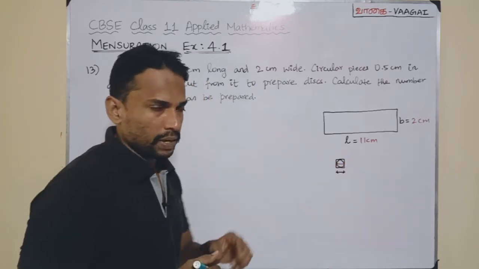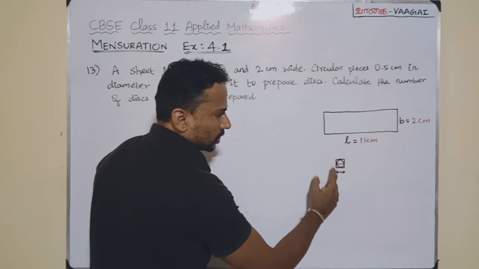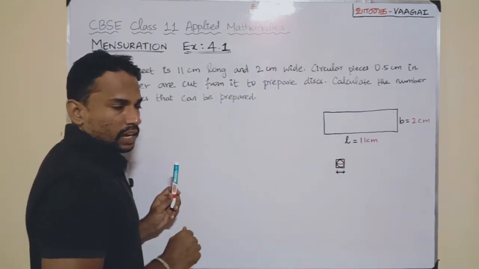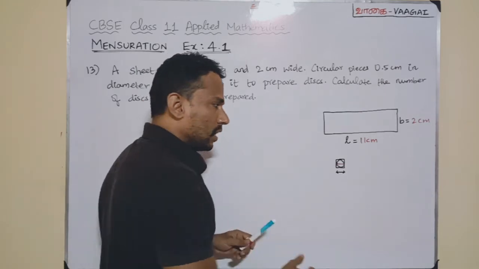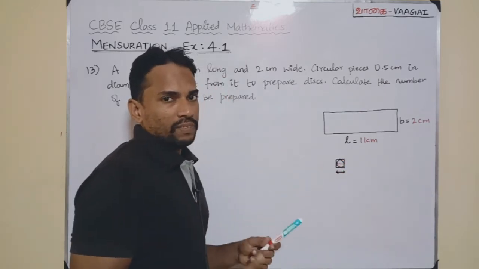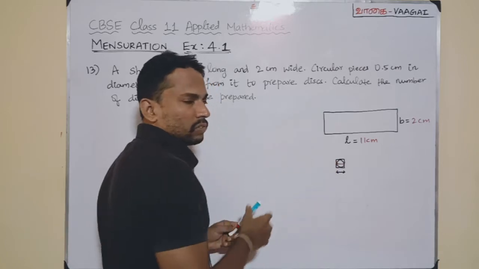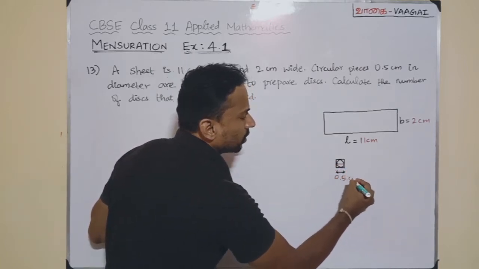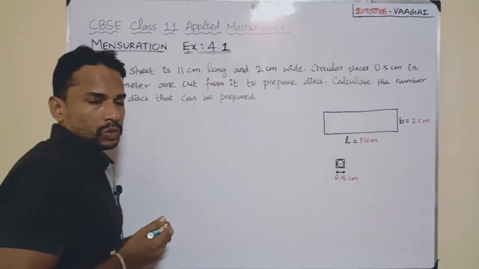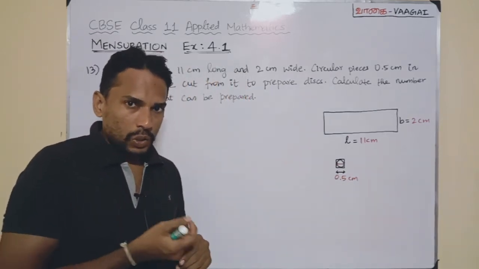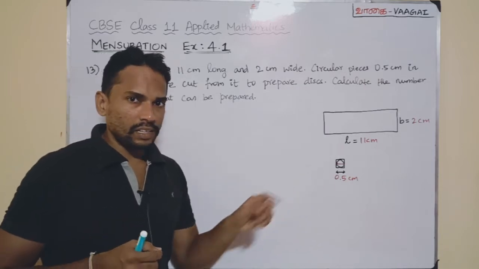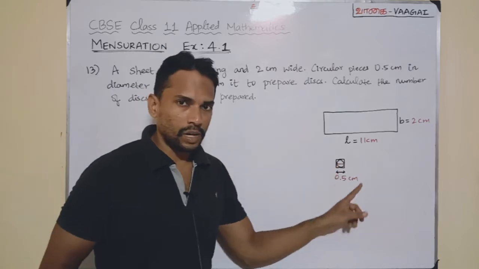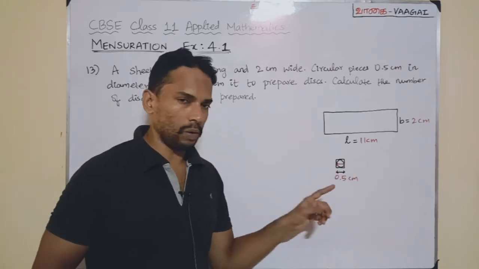Is it or not? So that means I can enclose this circle with a square. And in what way can I enclose it? I can enclose it in such a way that the square's side is the same as the diameter of the circle, which means the square's side will also be 0.5 centimeter. That's all, this is a simple idea. So if I want to cut out a circle of this size, I am going to occupy the area of a square whose side is 0.5 centimeter.